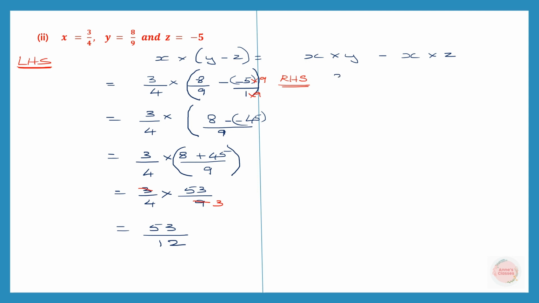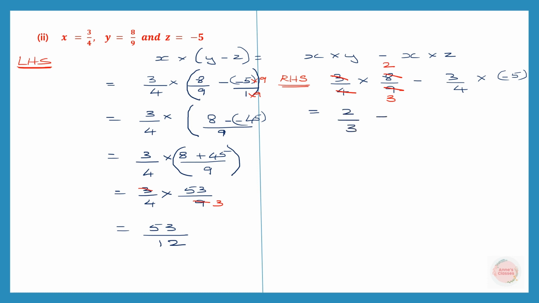X is 3 by 4, x into y. So 3 by 4 into 8 by 9 minus x into z. 3 by 4 into z is minus 5. So here, let's see what we can cancel. I can cancel 3 and 9. 3 threes are 9. I can cancel 4 and 8. 4 twos are 8. So in my numerator, I have 2, denominator 3.